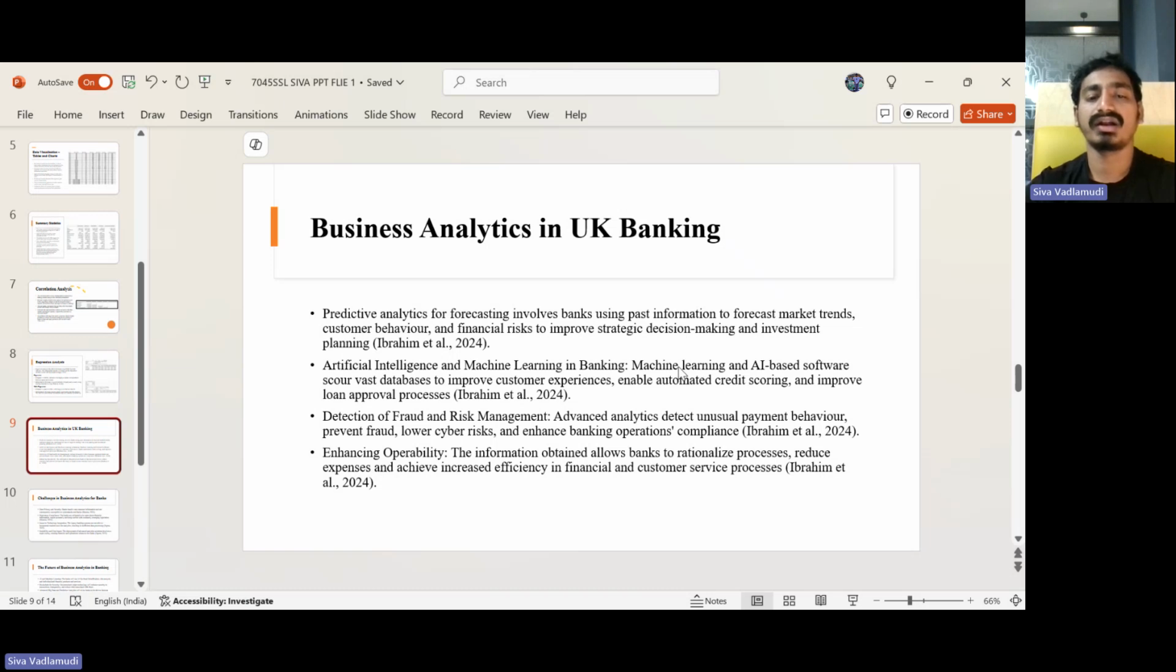Detection of fraud and risk management uses advanced analytics to detect unusual payment behavior, prevent fraud, lower cyber risk and enhance banking operations. It is a component of fraud detection and risk management for business analytics. The last one is enhancing operability. The information obtained allows the bank to improve reliance and processes, reduce expenses and increase efficiency in financial and customer service processes. Source: IBRIM et al., 2024.